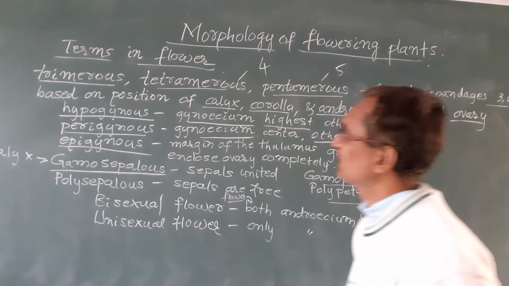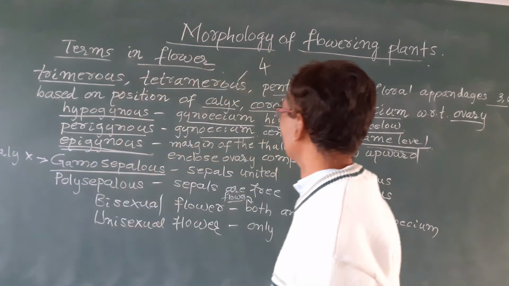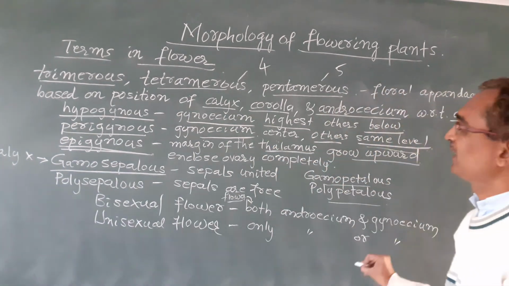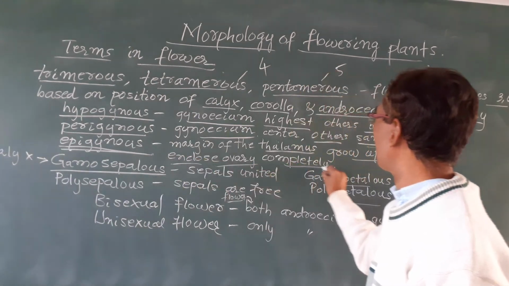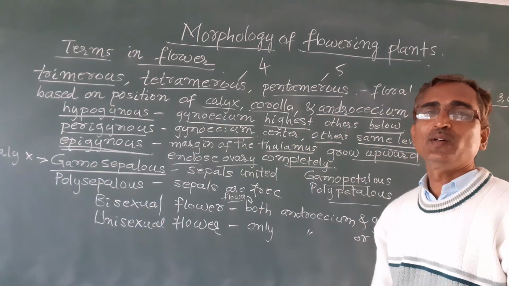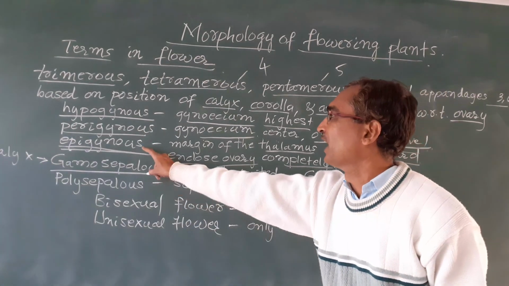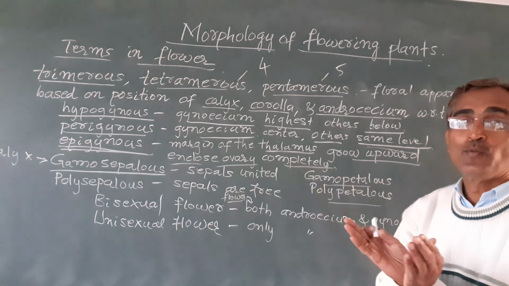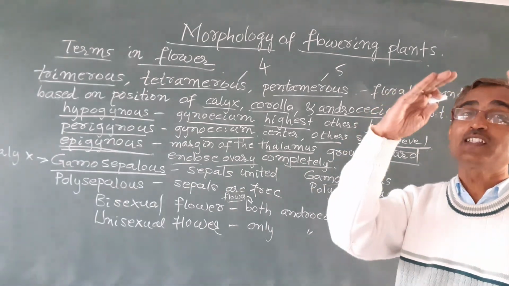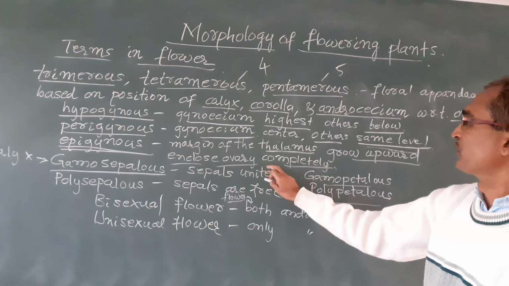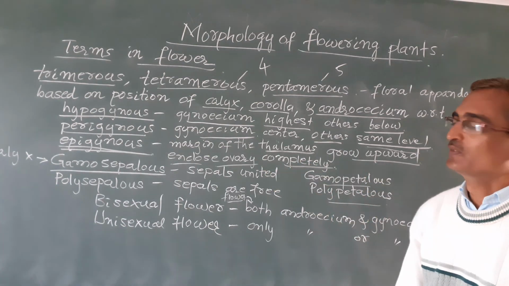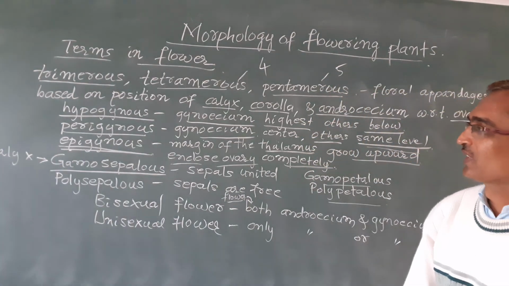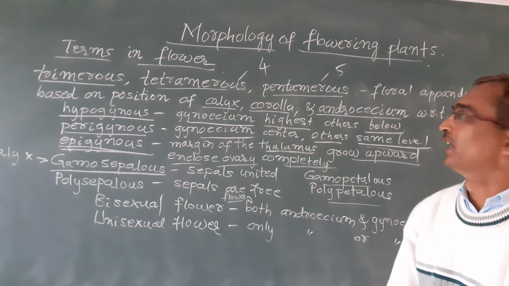And in case of an epigynous flower, the margin of the thalamus grows upward and encloses the ovary completely, and it gets fused with it. That is known as an epigynous flower, and here the ovary is said to be inferior.